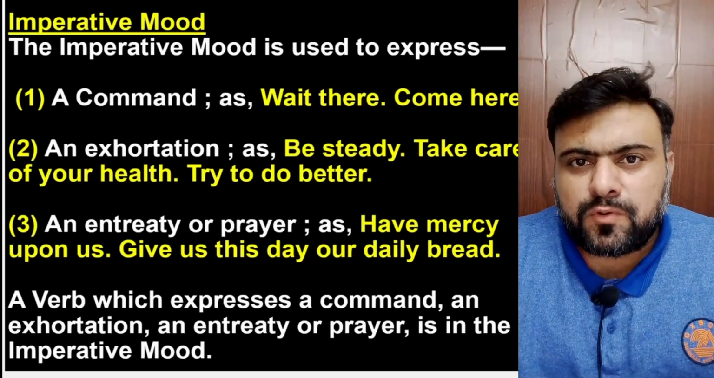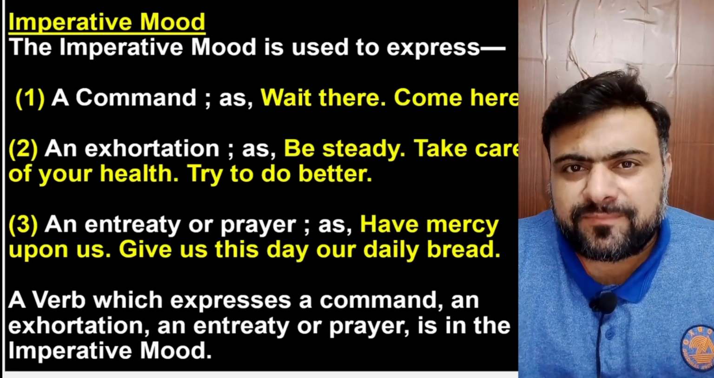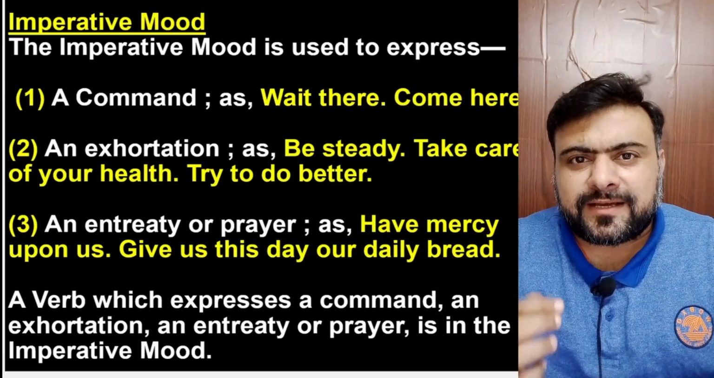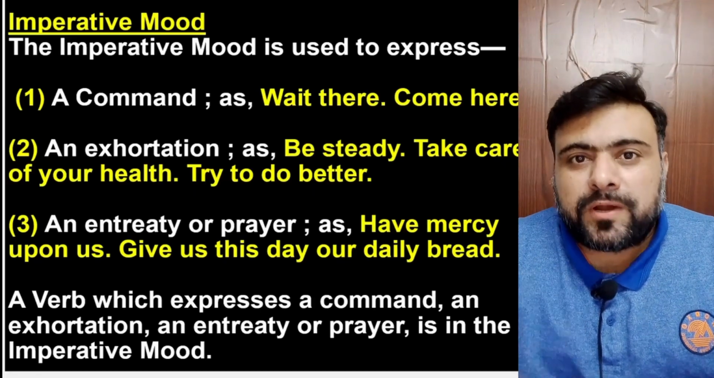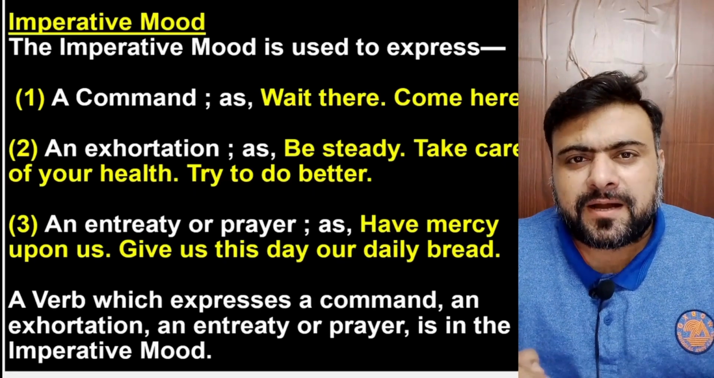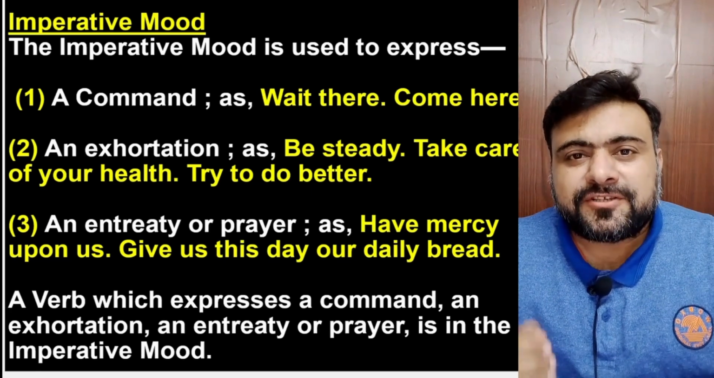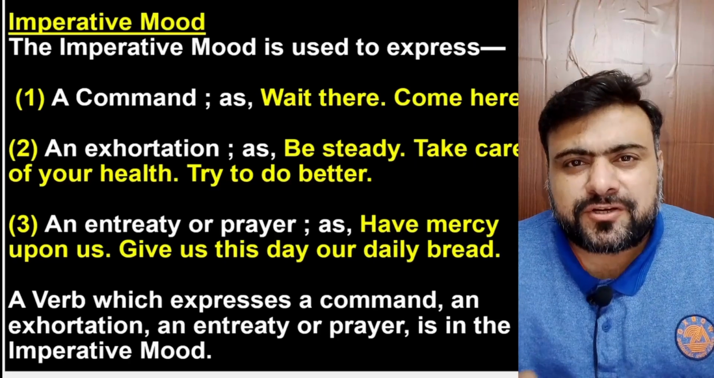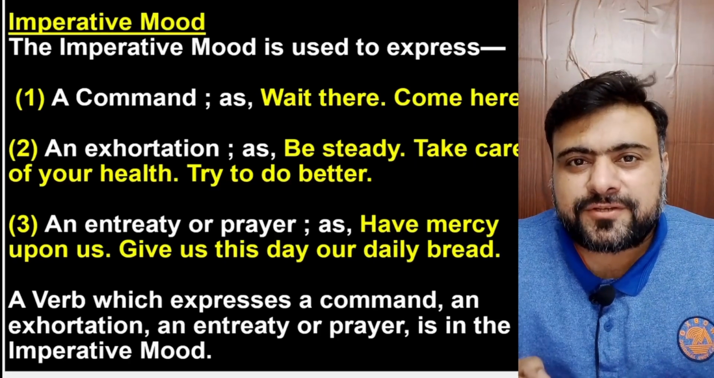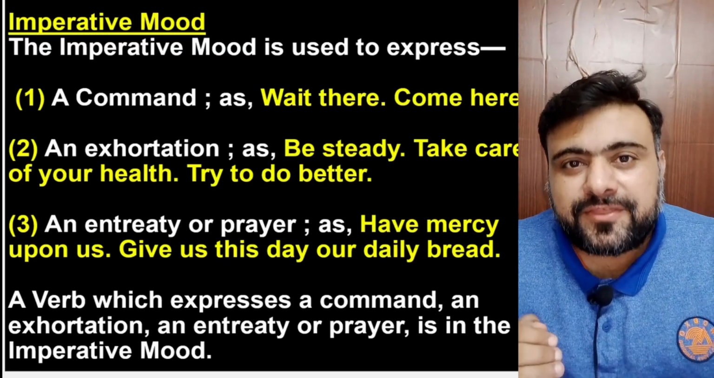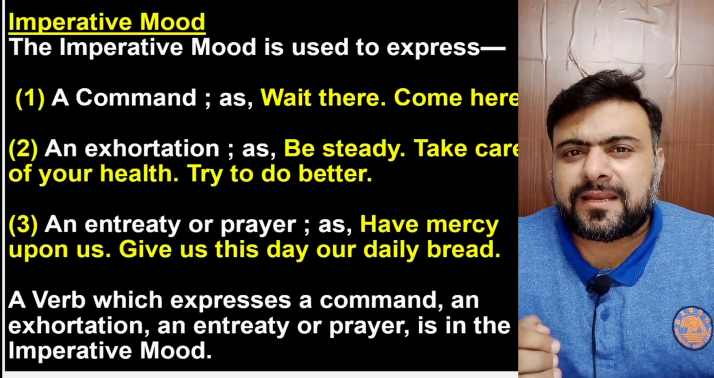What is the imperative mood? When is a verb in the imperative mood? A verb is in the imperative mood when it expresses first a command, second an exhortation, and third, a request, an entreaty. First, a command. Wait there. Come here. These are all commands, orders. Second, exhortations, instructions. Be steady. Take care of your health. This is an exhortation. It is an instruction. And the third one is a request. Have mercy upon us.